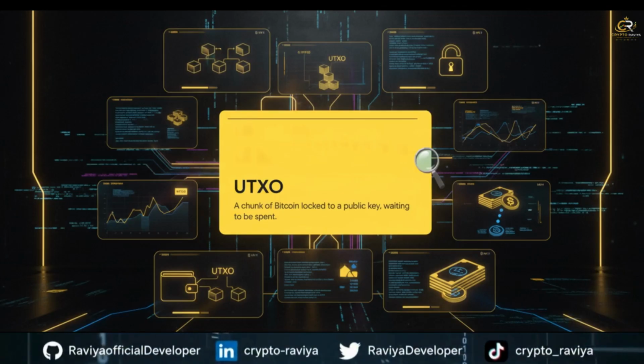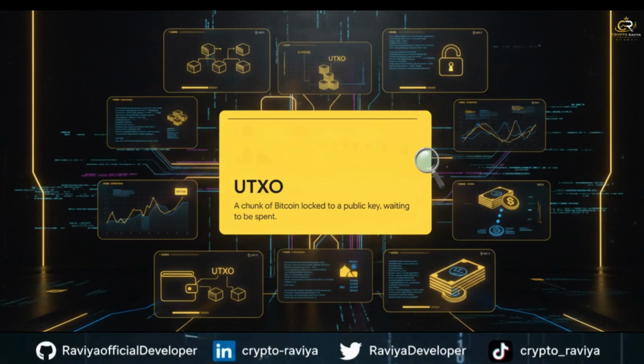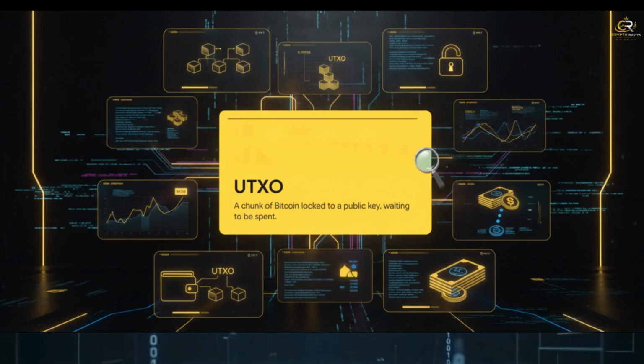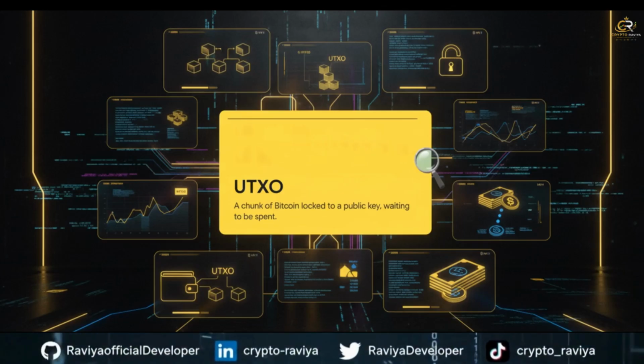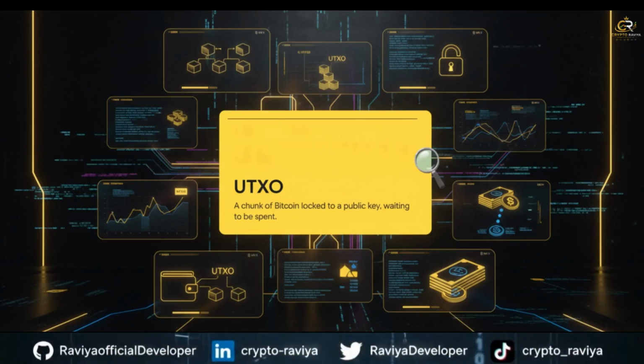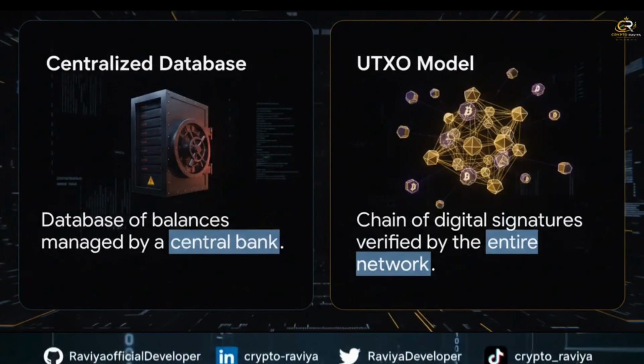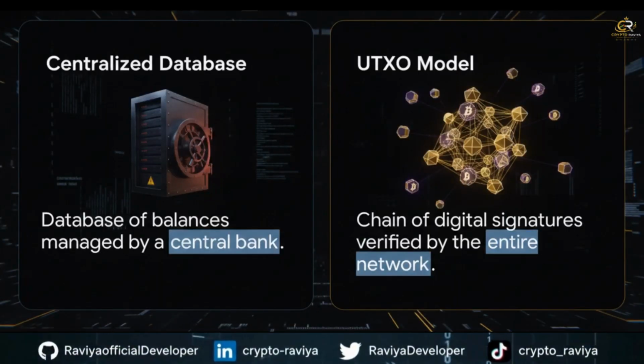It's actually a lot like physical cash in your physical wallet. You don't just have a balance of $30. You have a $20 bill and a $10 bill. When you go to spend it, you hand over the bills and you get change back in the form of brand new UTXOs. When you contrast these two models side by side, it's a massive paradigm shift.